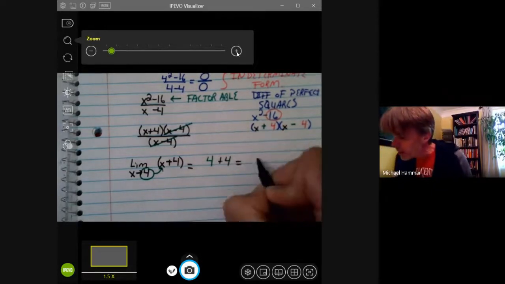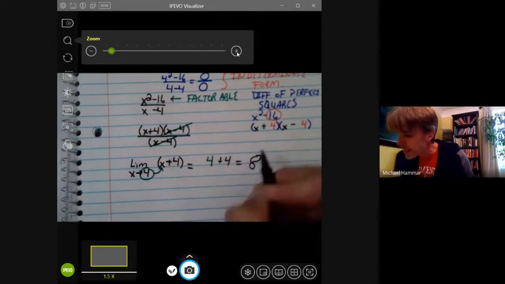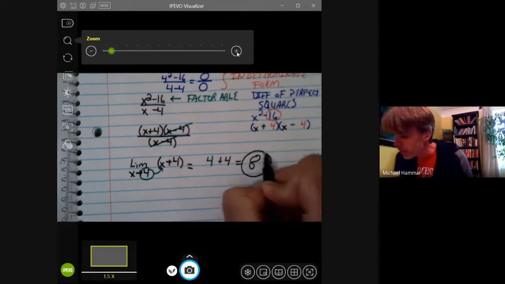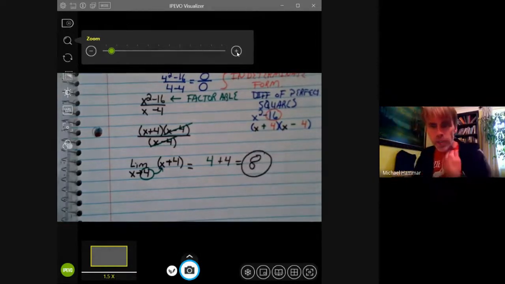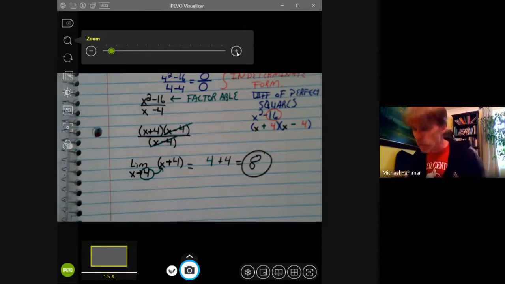So my limit is 8. This is my final answer. What factoring allows us to do is remove the part that makes the numerator 0 and remove the part that makes the denominator 0. And then we can find the limit at that spot.